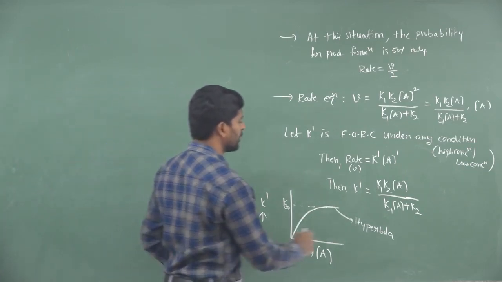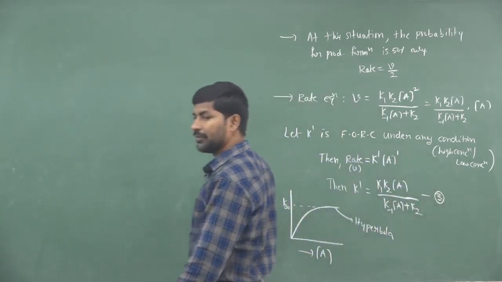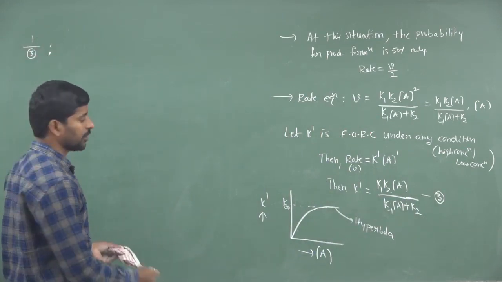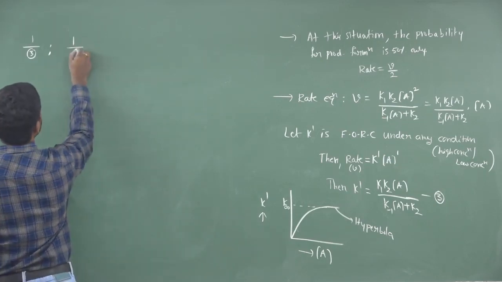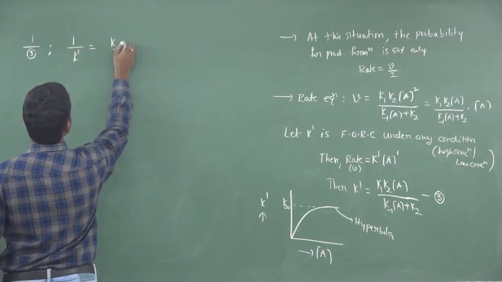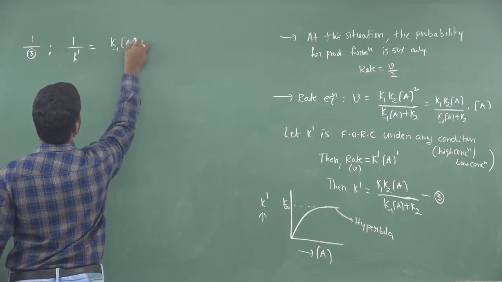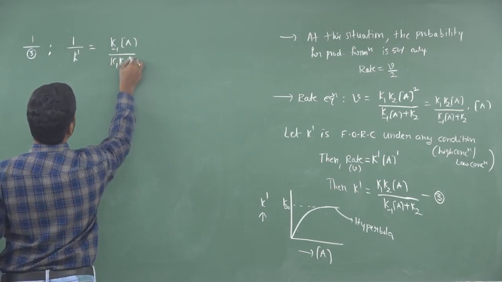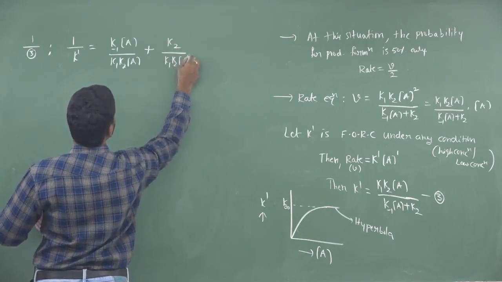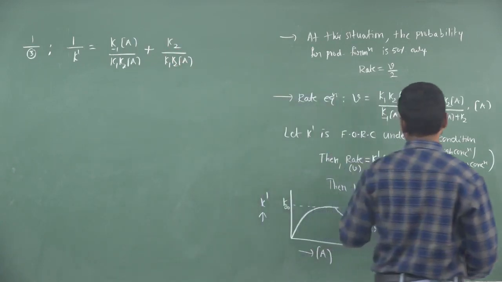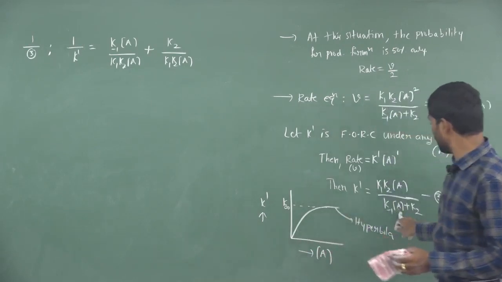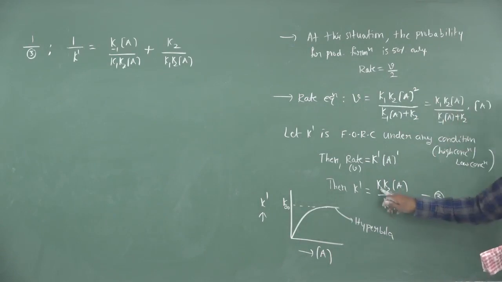So let us consider this is equation 3. Now if you take the inverse of equation 3, I am taking the reverse of equation 3. Then we get 1 by k dash is equal to (k minus 1 into A by k1 k2 concentration of A) plus (k2 by k1 k2 into concentration of A).